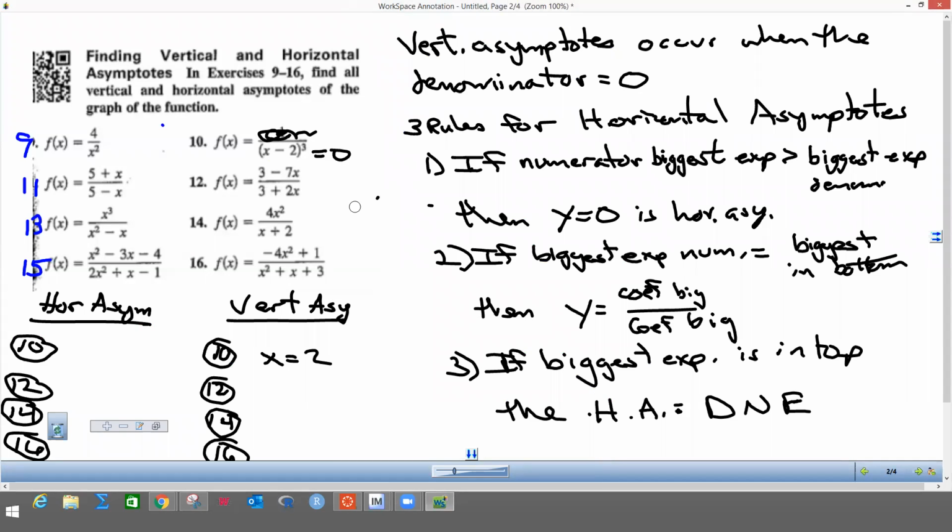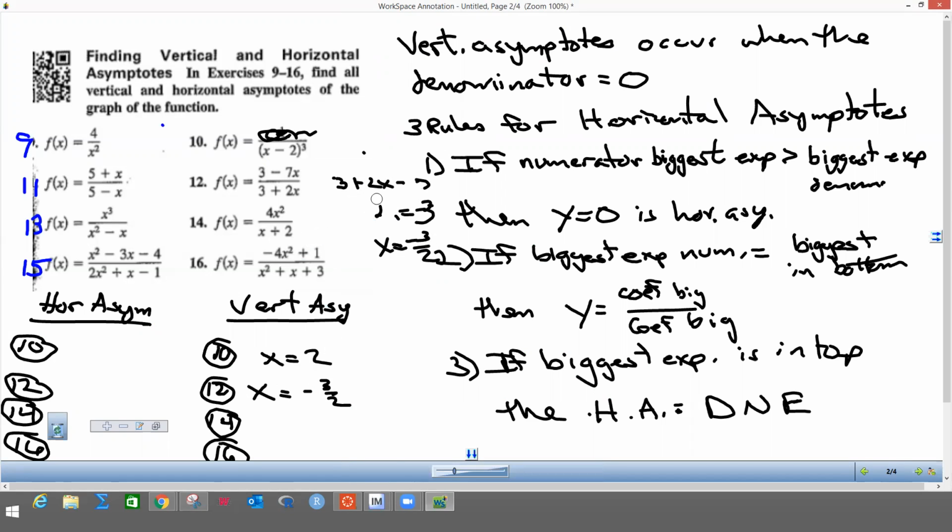Coming down here to number 12. Again, you're going to take the denominator and set it equal to 0. And you're going to solve this by subtracting 3 and then dividing by 2. So your vertical asymptote would be -3/2 for this one. And you need x equals in there.